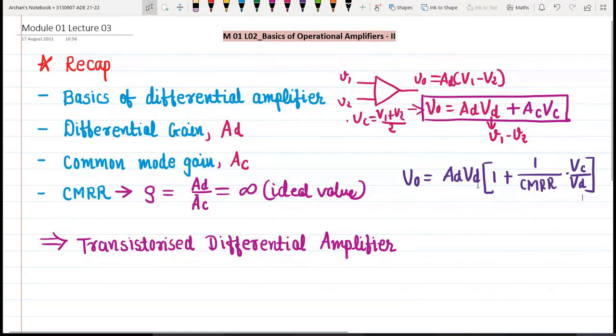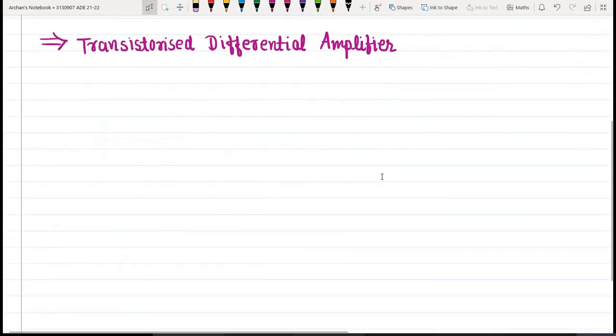Then we saw some features of differential amplifiers, and we also solved one example based on the differential amplifier. Now today, we are going to understand the operation of this differential amplifier in terms of a circuit diagram.